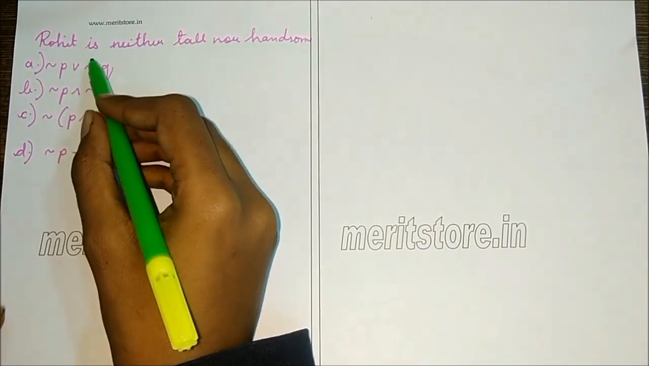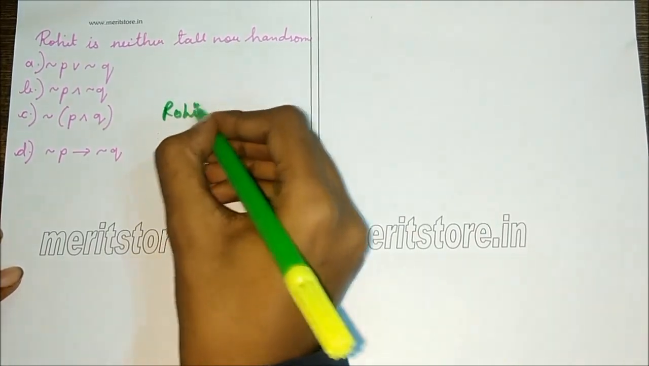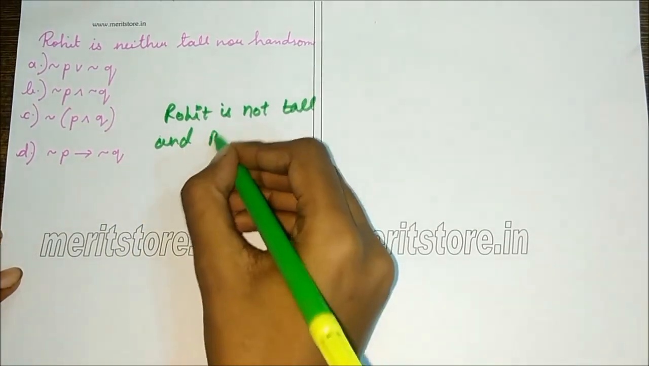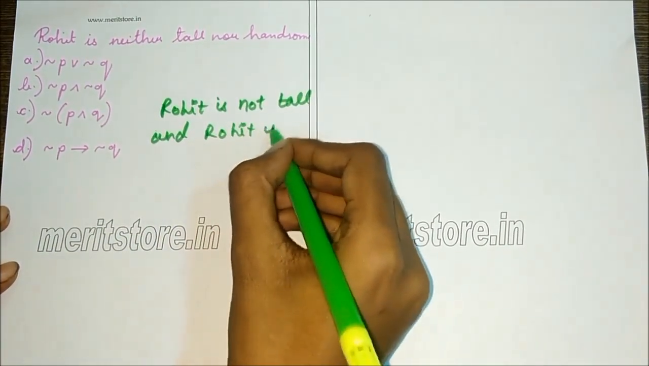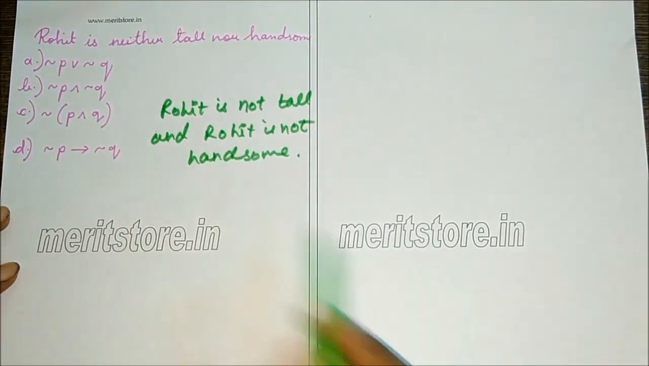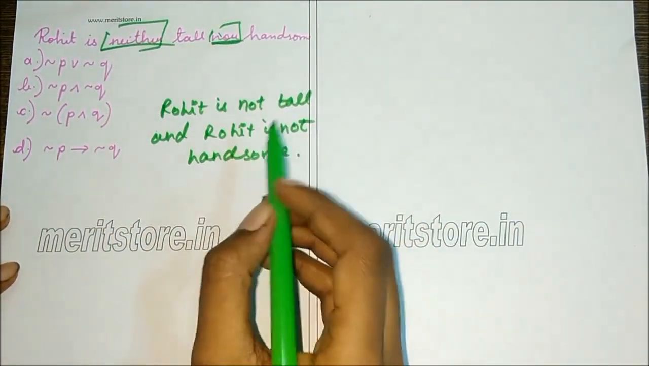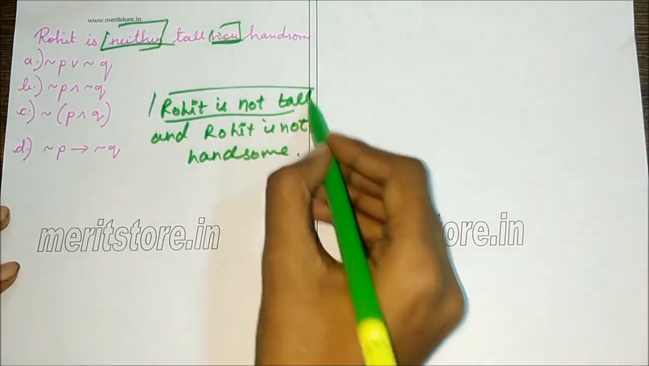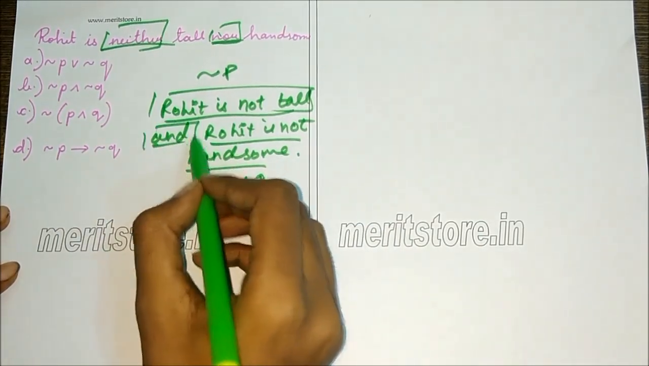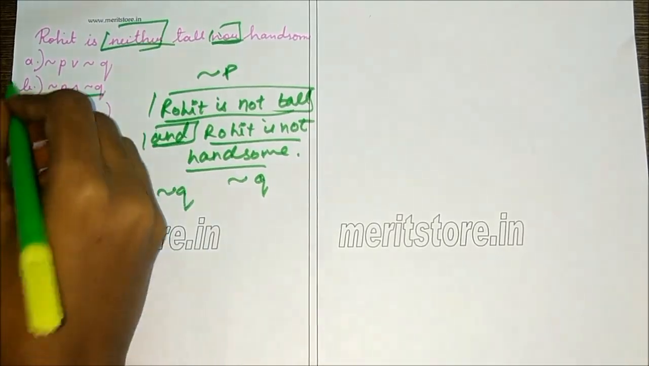Next statement is Rohit is neither tall nor handsome. This can be written as Rohit is not tall and Rohit is not handsome. It means the same. This is a form of conjunction. This is negation P, and this is negation Q. Since this is a conjunction and, we can write this as negation of P and negation of Q, which is option B.